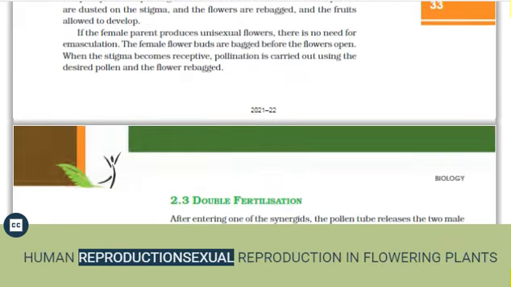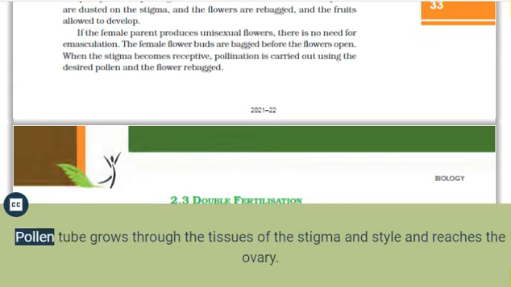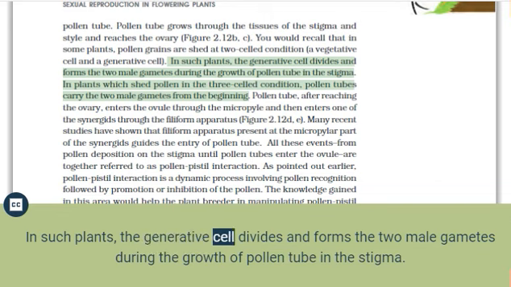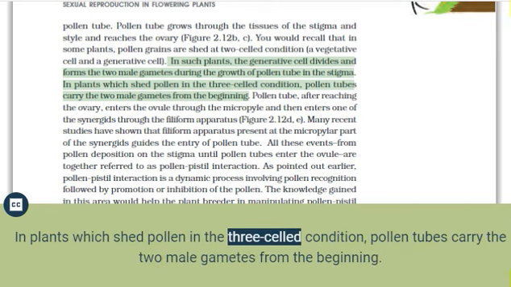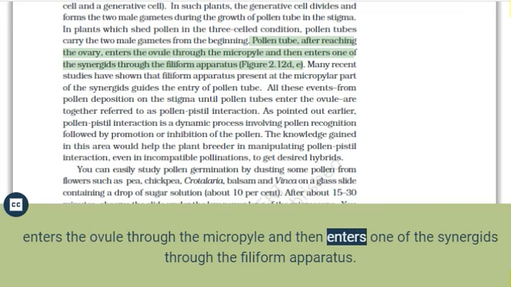Sexual reproduction in flowering plants. Pollen tube. The pollen tube grows through the tissues of the stigma and style and reaches the ovary. You would recall that in some plants, pollen grains are shed at the two-celled condition. In such plants, the generative cell divides and forms the two male gametes during the growth of the pollen tube in the stigma. In plants which shed pollen in the three-celled condition, pollen tubes carry the two male gametes from the beginning. The pollen tube, after reaching the ovary, enters the ovule through the micropyle and then enters one of the synergids through the filiform apparatus.